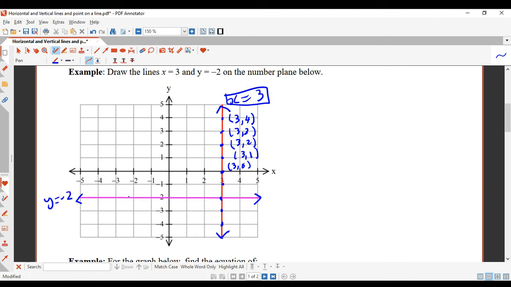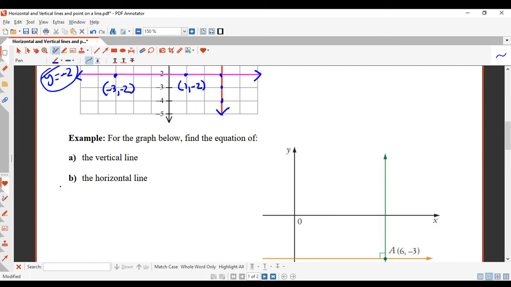Now, every point on that line will have a y coordinate of negative 2. So if I take this point here, coordinates is negative 3, negative 2. If I take this point over here, this is the point 1, negative 2. So every point on that line will have a y value of negative 2, and that's why the equation is y equals negative 2.